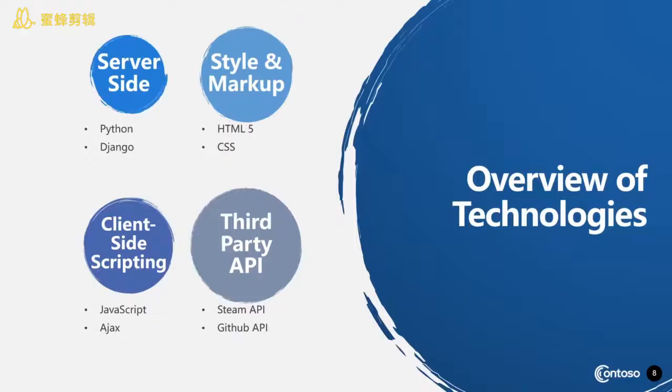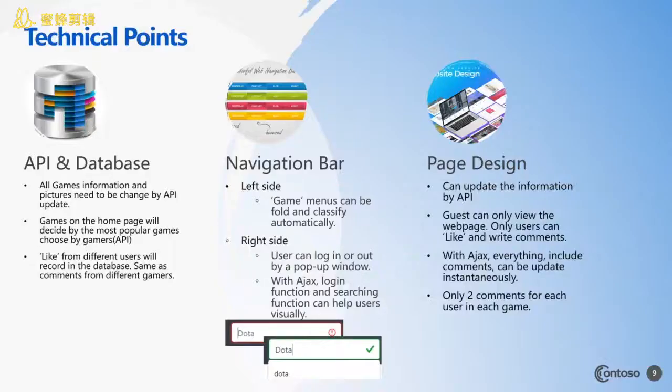Here is the overview of technology we have used, including Python, Django, HTML, CSS, JavaScript, Ajax, Steam API, and GitHub API. Here are our technical points. We have mentioned most of that in our video earlier, but for more information, you can get access to our GitHub to see the detailed information.